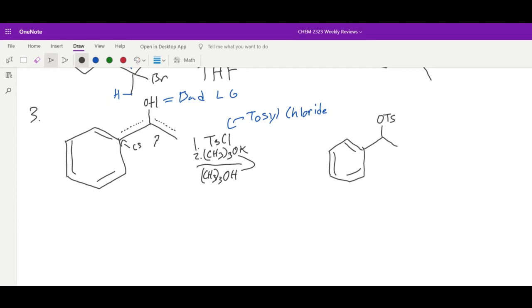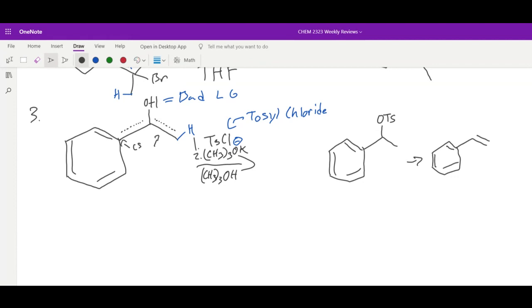This is called tert-butoxide, because when the potassium leaves, you have a strong O negative charge. That strong O negative charge is going to abstract this hydrogen, and both the leaving group and the hydrogen are going to leave to form this, which is a double bond.